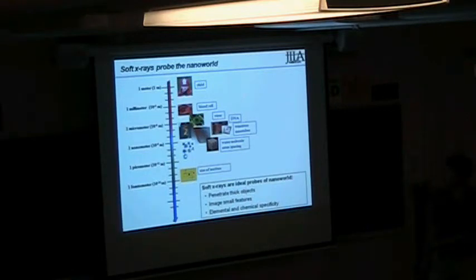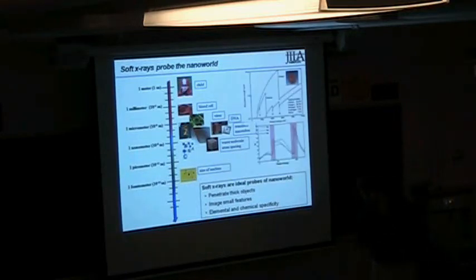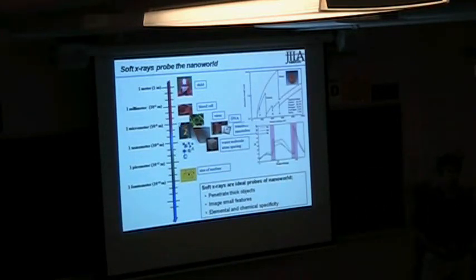Another nice thing about X-rays is that as opposed to electrons, they have the ability to penetrate thick objects because they're not as strongly interacting with matter. And finally, they also have elemental and chemical specificity due to the fact that different atoms and materials have absorption edges at different regions of the X-ray spectrum. So basically you can pick an element that you're interested in and find the photon energy that you need, and that's how you'll find your contrast.